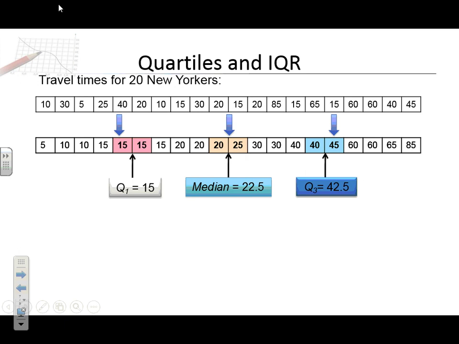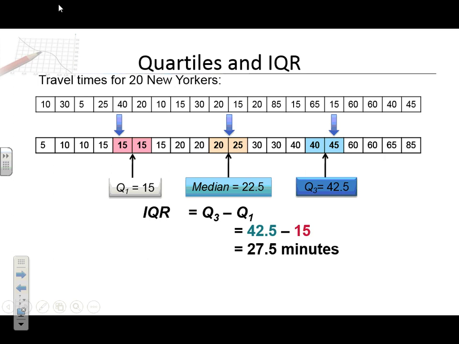Now, if I ask for the IQR, what would I need to do at this point, now that I have my quartiles and median? Very good. Take your 42.5 minus your 15. Here's your interquartile range.